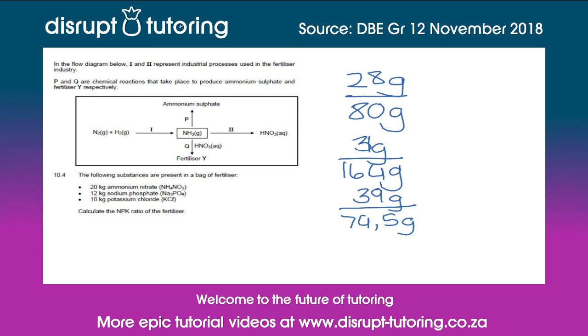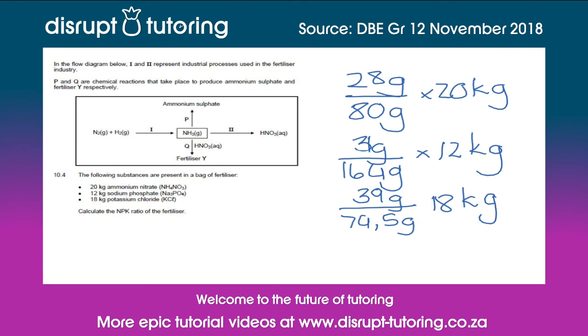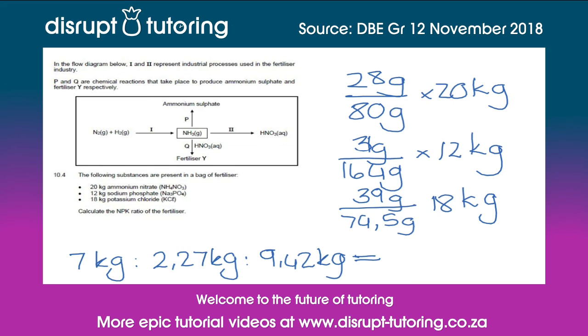So we can then multiply each of these percentages by the total mass of the substance. So 20 kilograms for the ammonium nitrate, and then 12 kilograms of the sodium phosphate, and lastly 18 kilograms of the potassium chloride. And if we do those calculations, it gives us masses of 7 kilograms and 2.27 kilograms and 9.42 kilograms respectively.